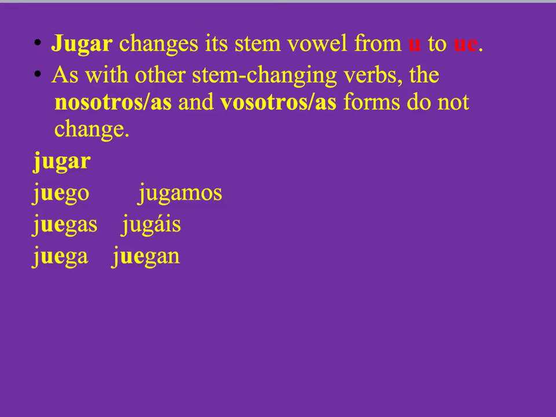Jugar, common verb, to play a sport, not to play an instrument, to play a sport or to play a game. This is the only verb that has a stem change of its unique form, which is U to UE. Just like the other stem change verbs, the nosotros and vosotros forms do not have a stem change. So juego, juegas, juega, jugamos, jugáis, juegan. It still forms the boot.